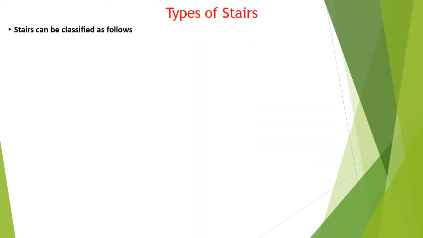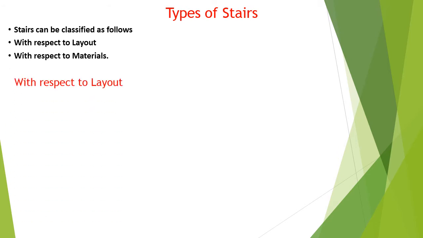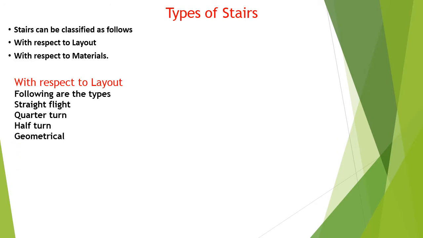Types of stairs. Stairs can be classified as follows: with respect to layout and with respect to materials. With respect to layout, they are as follows: straight flight, quarter turn, half turn, geometrical, circular, bifurcating, spiral.